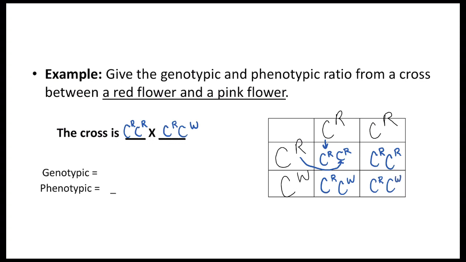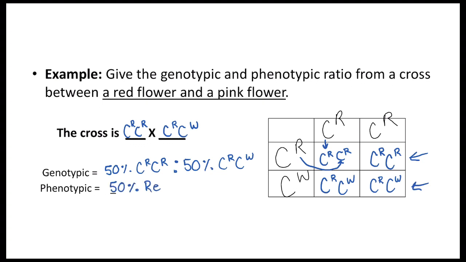This means that genotypically we have 50% CR CR, so the dominant, to 50% CR CW, and that's just from reading. We've got two CR CR on top, two CR CW on the bottom. So phenotypically we have 50% red to 50% pink.